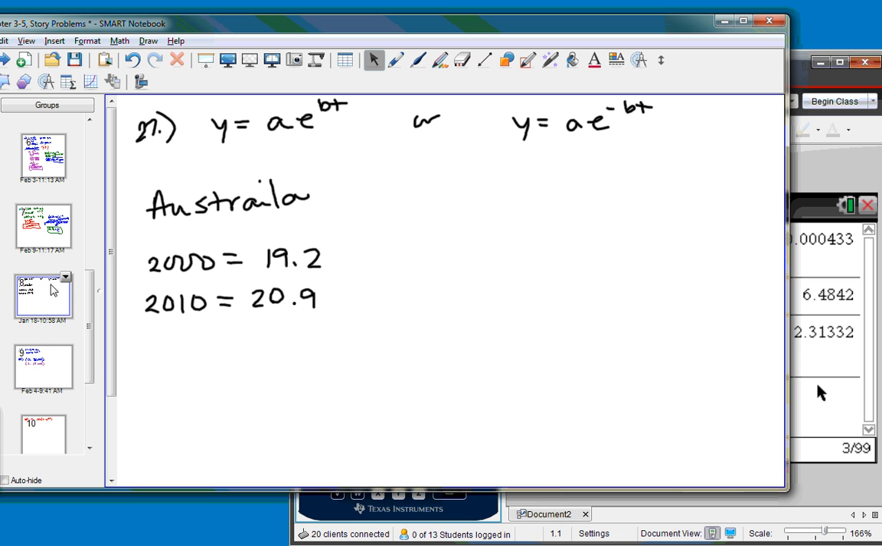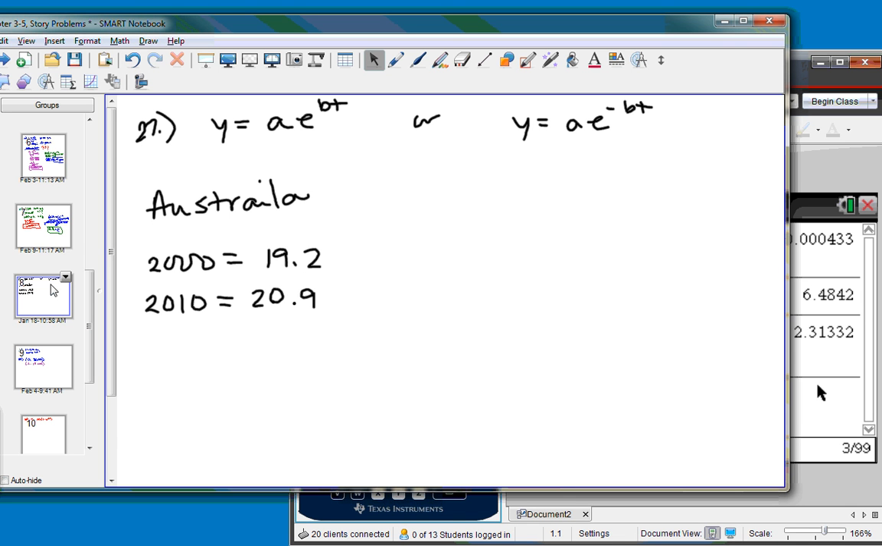Okay, 27. The table shows the population in millions of 5 countries in 2000 and the projected population in millions for the year 2010. So we have 5 countries: Australia, Canada, Philippines, South Africa, and Turkey.